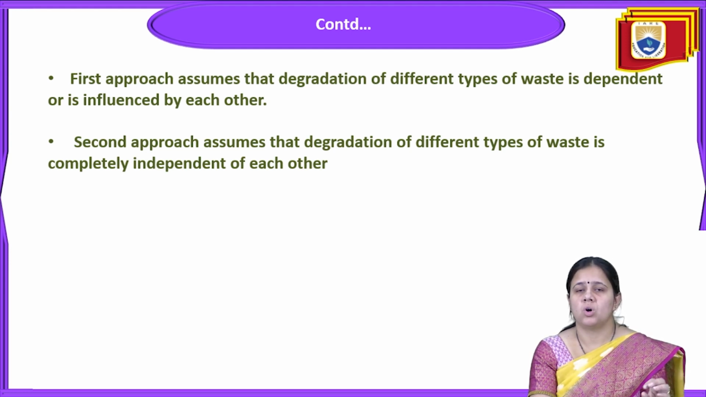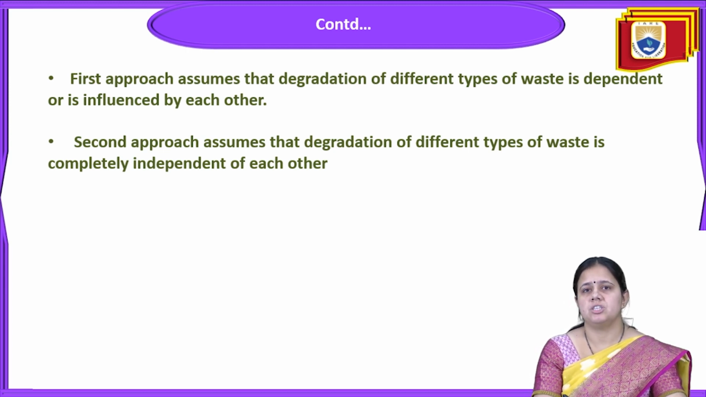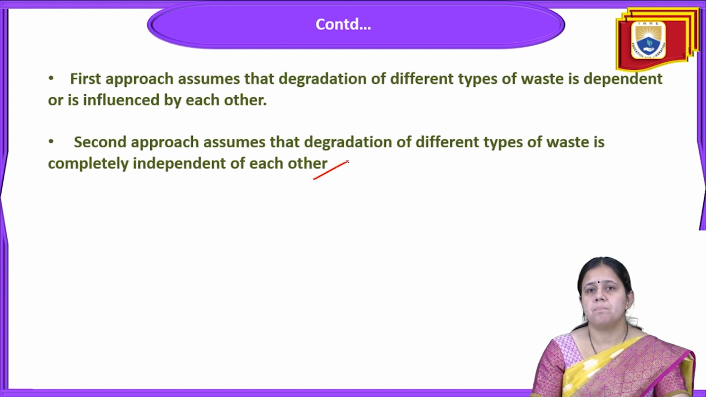is dependent or is influenced by each other. So first approach assumes that the degradation of different type of waste will be dependent or influenced by each other. Second approach will assume that the degradation of different type of waste is completely independent of each other. So first is that we assume that the degradation of different type of waste is dependent.